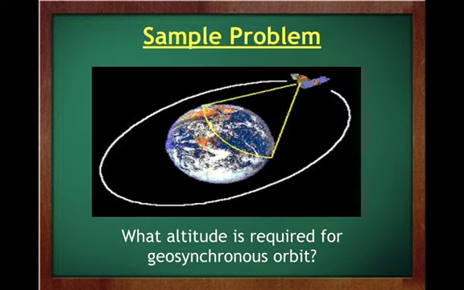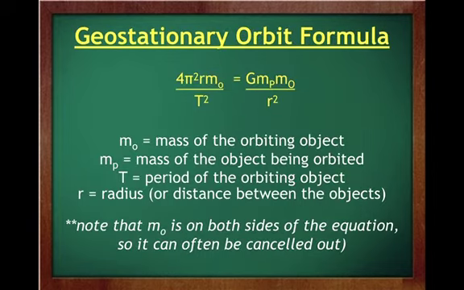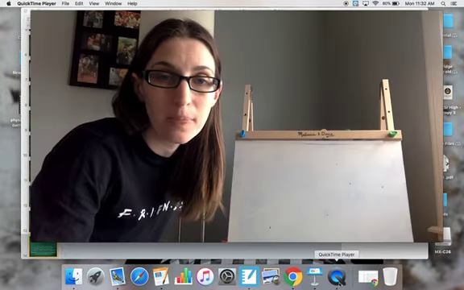So we'll look at this sample problem here. It's asking us what altitude is required for a geosynchronous orbit. Now I said I wasn't going to derive this, but I am actually going to slightly show you where that's going to come from, and it's going to come real quick. So let's take a look at that.